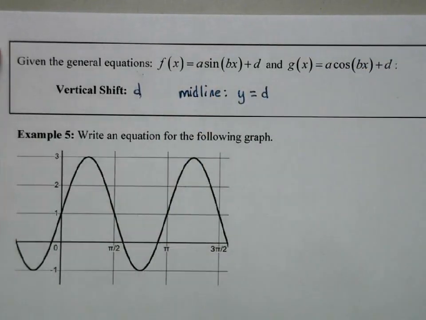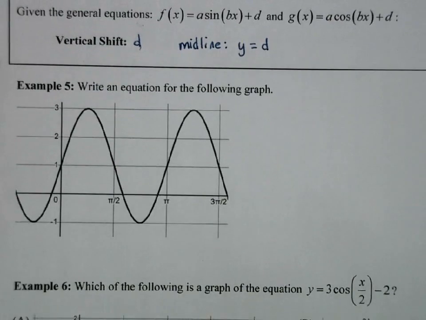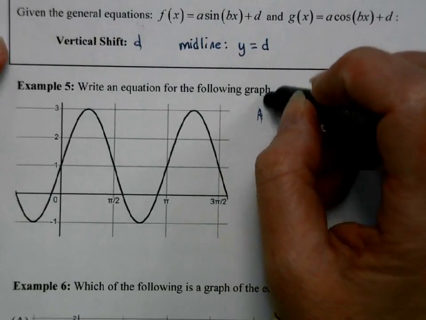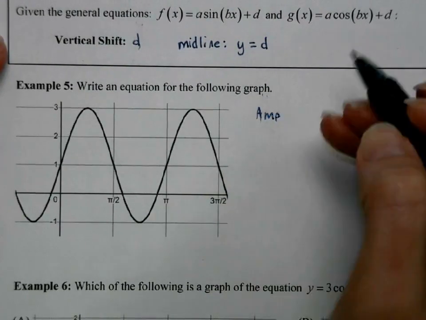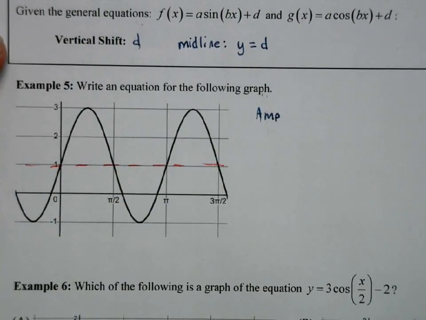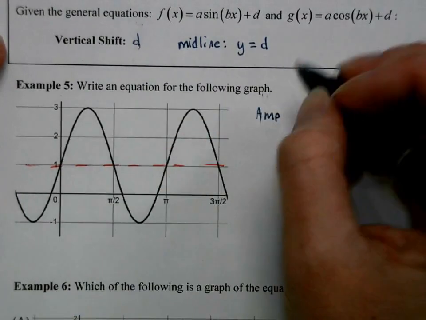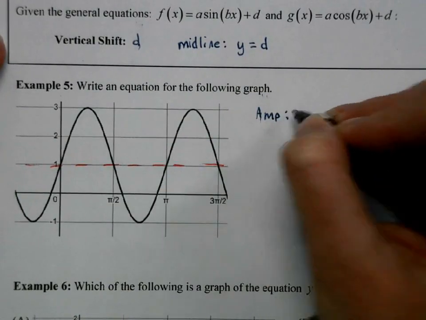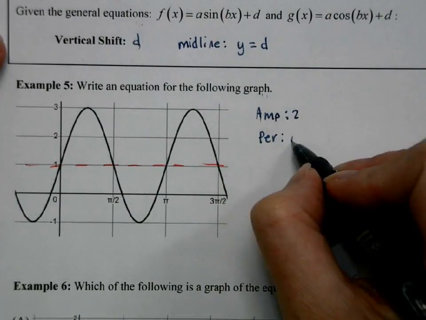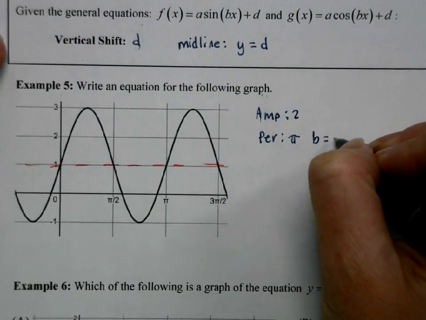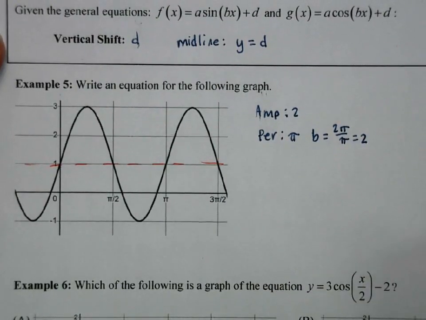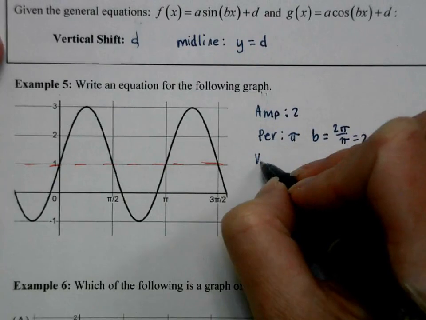Okay, so let's write another equation for this guy. Amplitude. Okay, my midline here is at 1. So my amplitude going from 1 to 3 or 1 to negative 1 is 2. My period is pi, which means my B is 2 pi over pi, or 2. Then I have a vertical shift of 1.